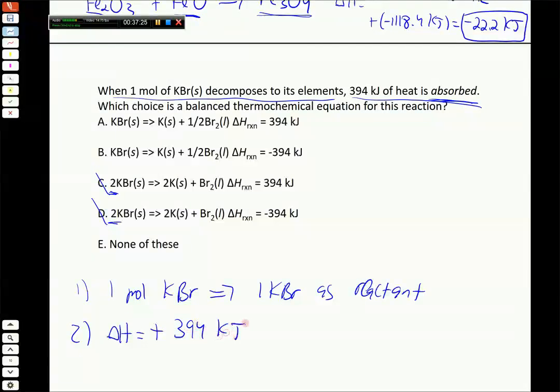Okay, so the two pieces of information are that we should balance the equation with 1 mole of KBr on the reactant side, even if that requires fractional coefficients on the product side. And then we also need to have a positive 394 kilojoules for delta H. So we can eliminate choices C and D because of the coefficients, and the only one left that works will be choice A. 1 mole of KBr decomposing, and a delta H that's positive because heat is absorbed in this case. Okay, so that's what a thermochemical equation is, and how we identify one based on that information.